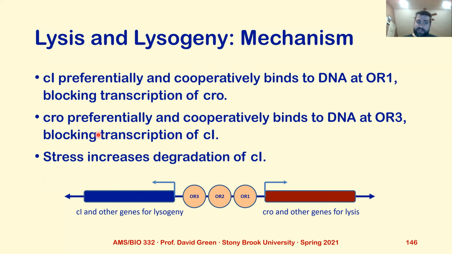It's also known that stress increases the degradation rate of CI. So if CI is actively shutting down CRO and all of a sudden there's stress, well, stress increases the degradation of CI, it drops down, that can release the block on CRO and allow lysis to take over. So this explains a lot of the basic structure and basic phenomena that we see in this cell-fate decision pathway.